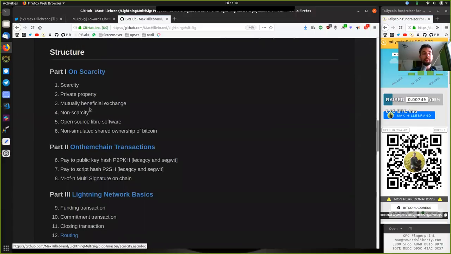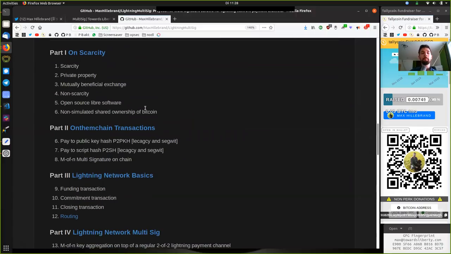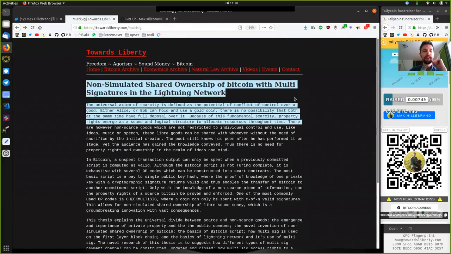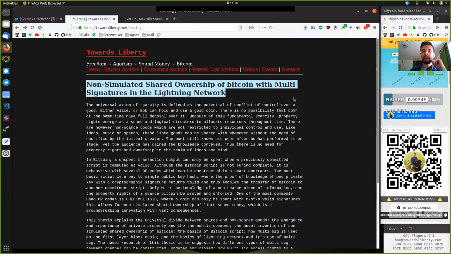So I think this is one of the many novel approaches that Bitcoin as Libre sound money offers, and one of the very, very interesting parts that you could spend hours and hours digging deeper into and learning more about. I think it's a compelling thesis. What do you think?